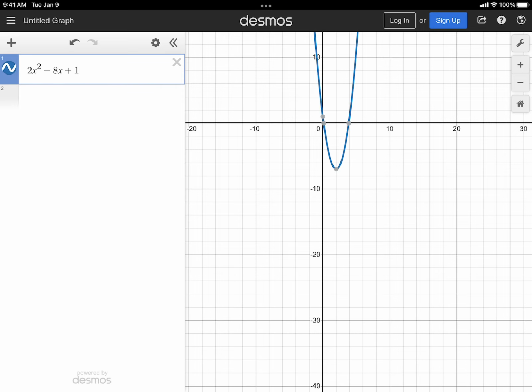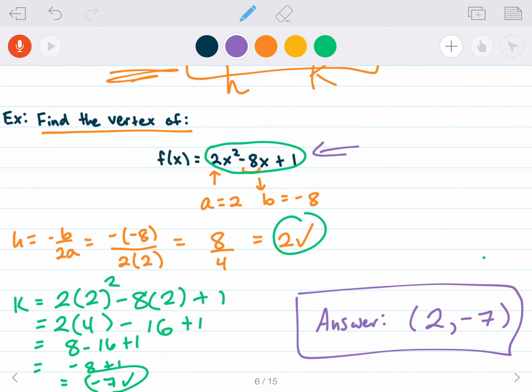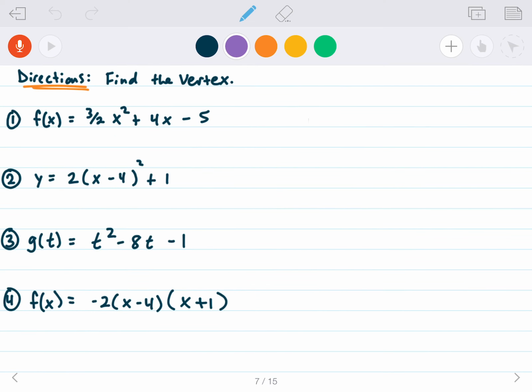All right, we click on the vertex, which in this case is the lowest point because it's concave up. And we can see that the vertex is at 2, negative 7. So h is 2 and k is negative 7. And that's exactly what we got here. So that's our answer. Let's do some more examples.